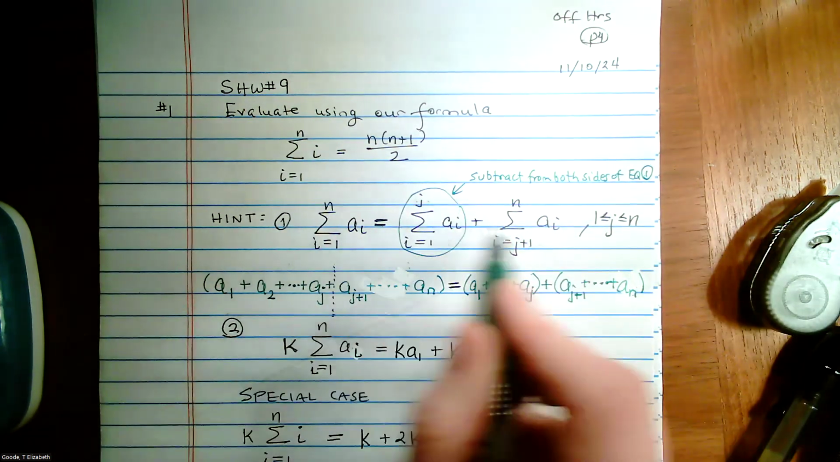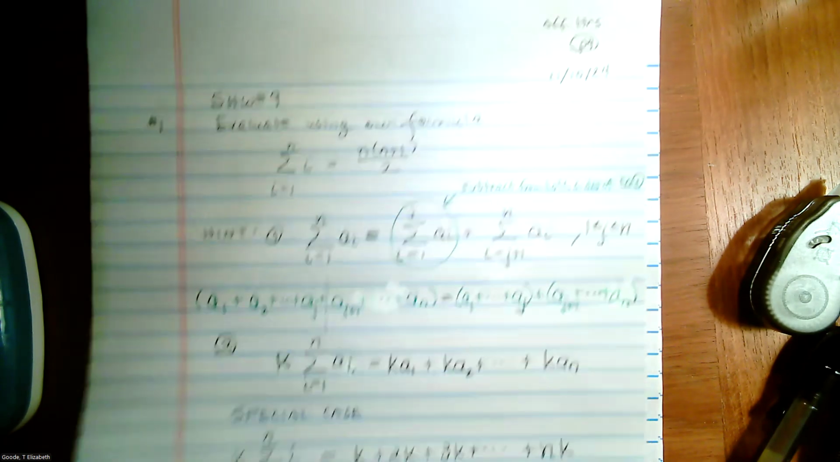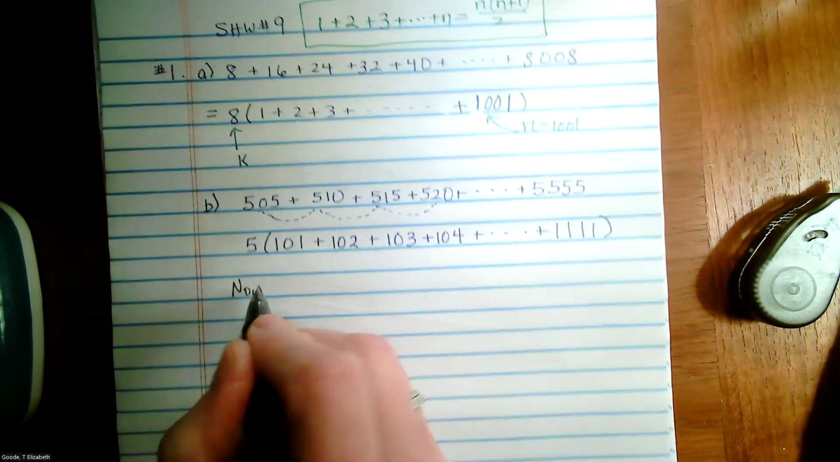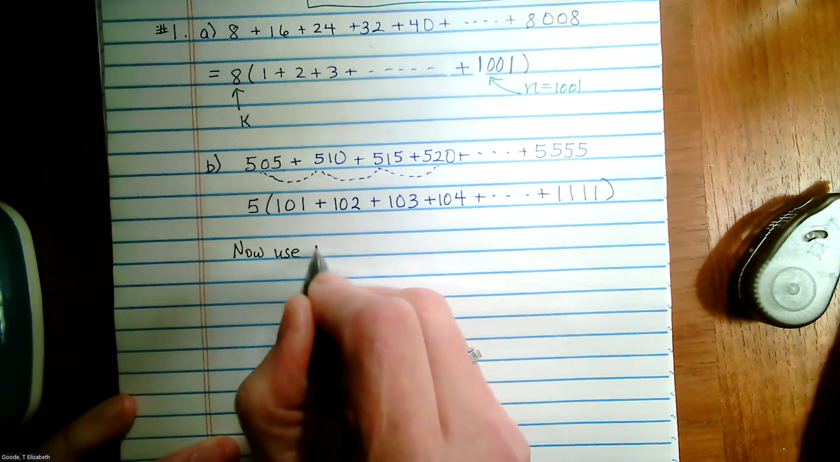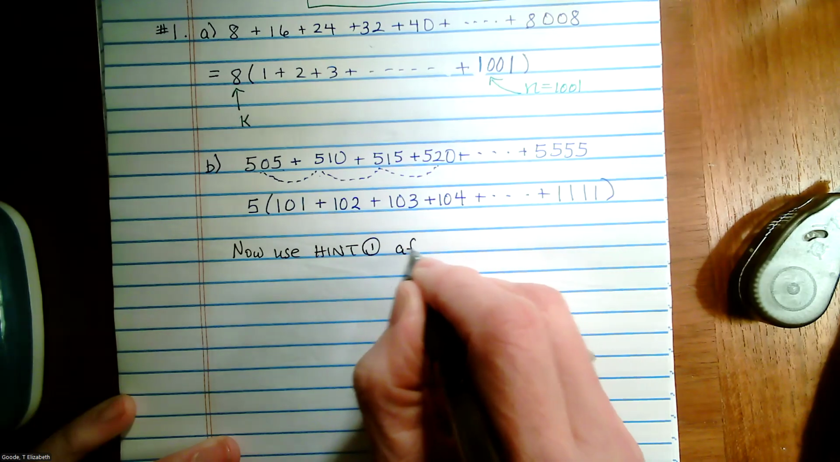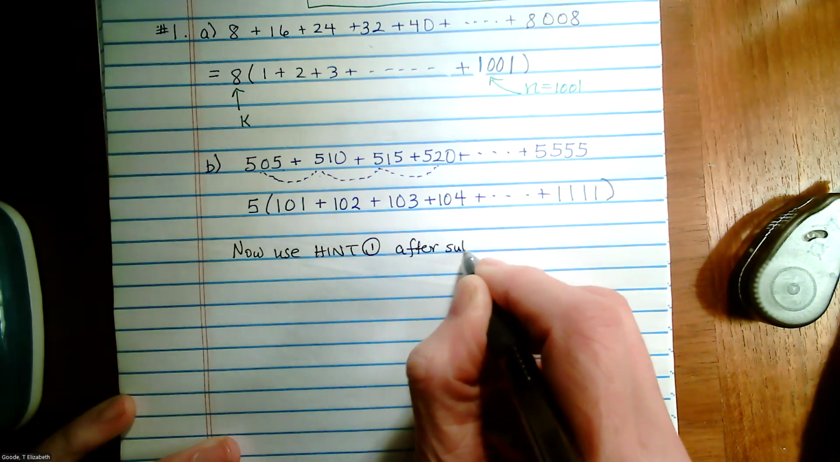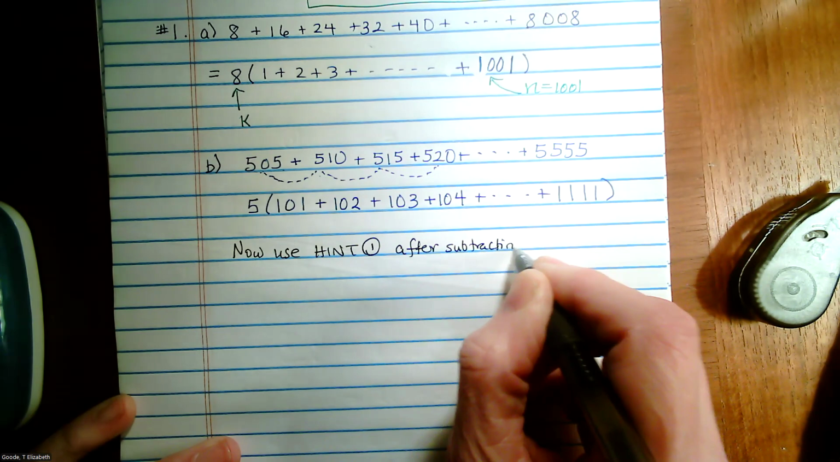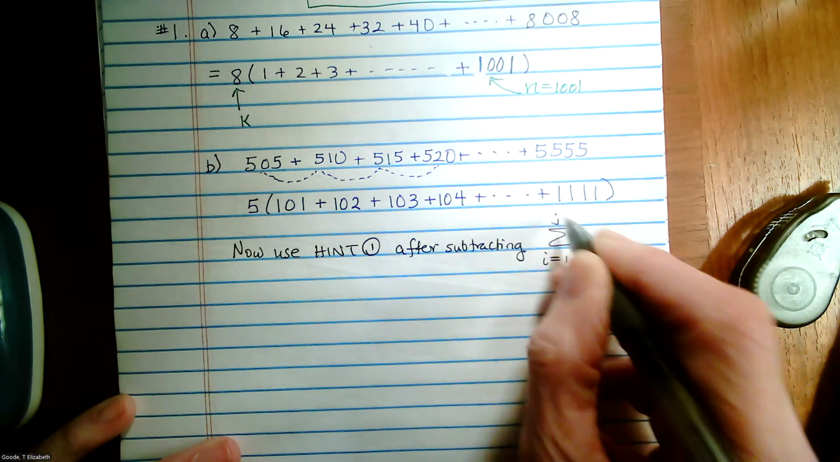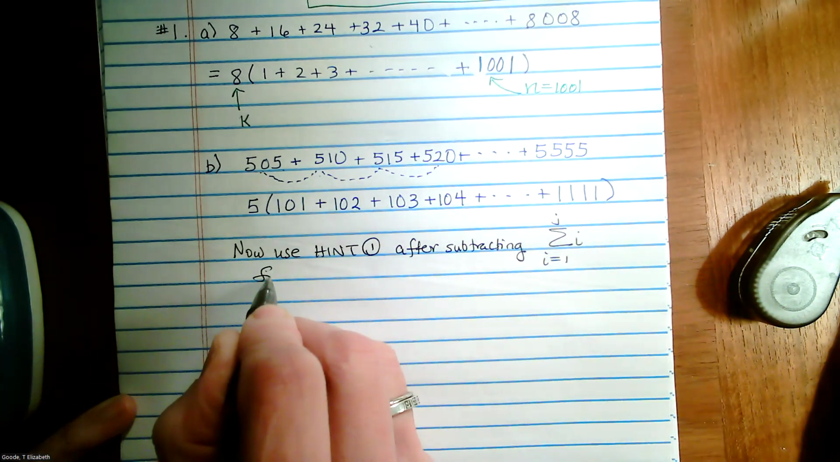this is equation 1, right? I'll show you what it looks like. Now use hint 1 after subtracting the sum from i equals 1 to j of i from both sides.